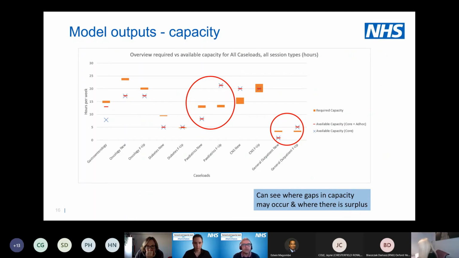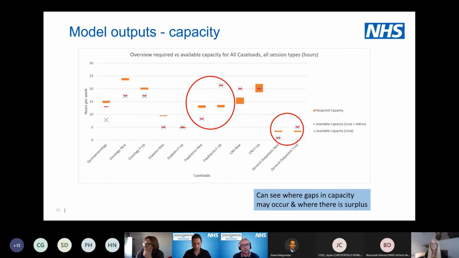And I've highlighted two of the subspecialties within the service here, in particular, just with the red circles, pediatrics and then general outpatients. And you can see that there's a real variance there between the new appointments compared to the follow-up in terms of the required capacity and available capacity, where there's not enough capacity available to meet the demand for the new appointments, but there is more capacity available for follow-up attendances, which could then be used to investigate further, and some interesting conversations about the reason that that's currently set up that way, and you might want to look at how the service is being provided in those instances there.